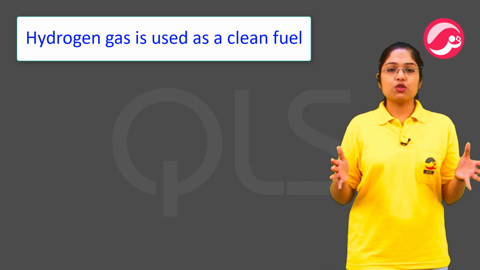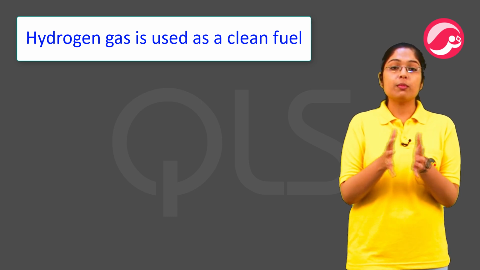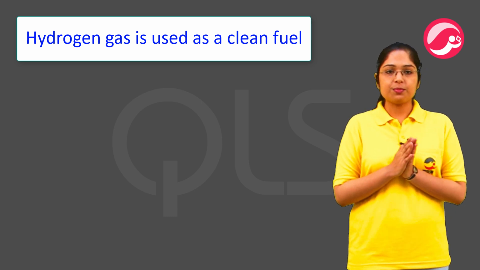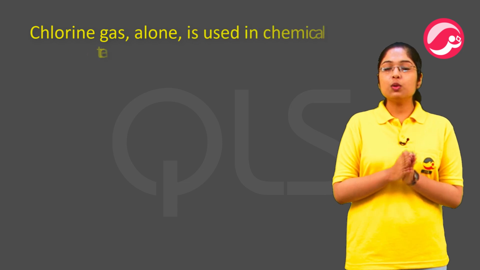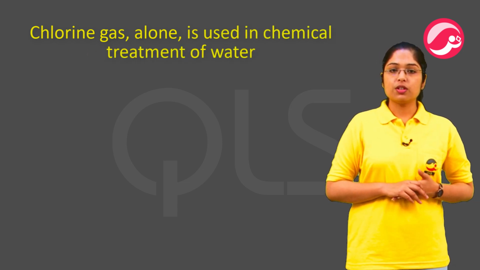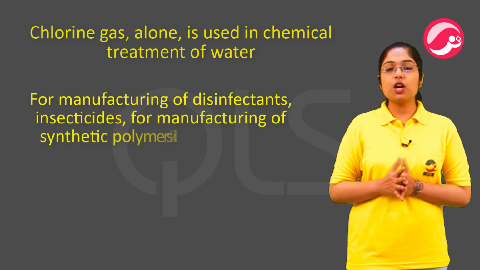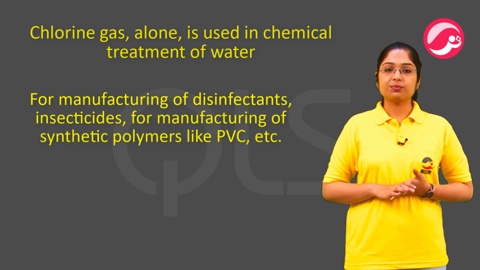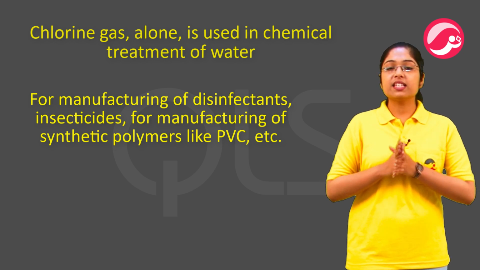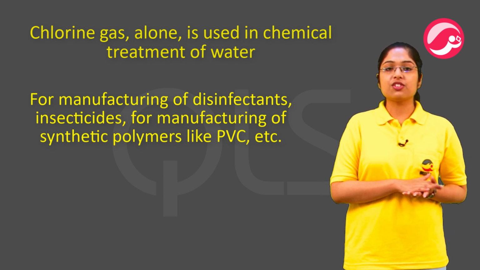हाइड्रोजन एंड क्लोरीन गैस जो इवॉल्व हो रहे हैं, जब हम उनको मिक्स करेंगे तो हमें मिलेगा हाइड्रोक्लोरिक एसिड. Chlorine gas alone is used in chemical treatment of water, for manufacturing of disinfectants, insecticides, for manufacturing of synthetic polymers like PVC and etc. Chlorine gas is even used to manufacture bleach.